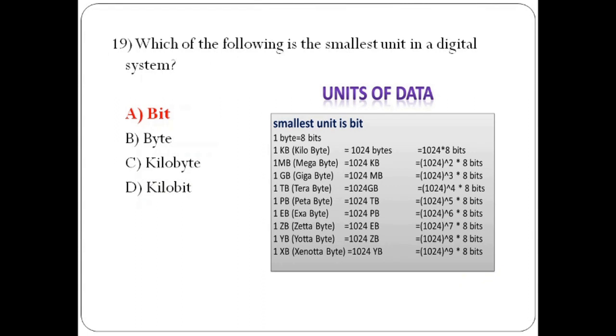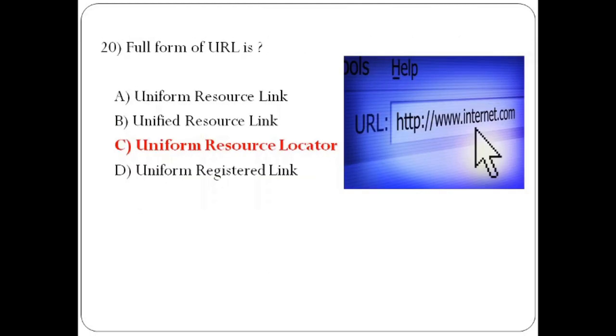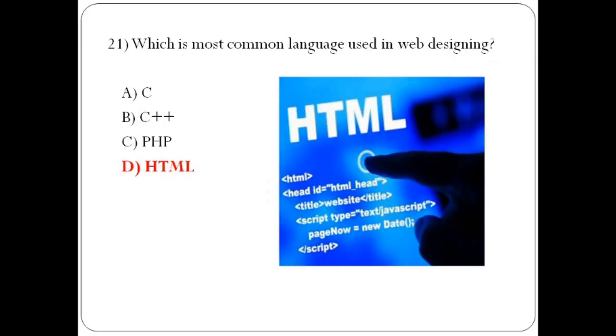Which of the following is the smallest unit in a digital system? Bit stands for binary digit. It is the smallest unit of measuring data or memory. Full form of URL. URL stands for Uniform Resource Locator and is used to specify addresses on the World Wide Web. A URL is the fundamental network identification for any resource connected to the web.